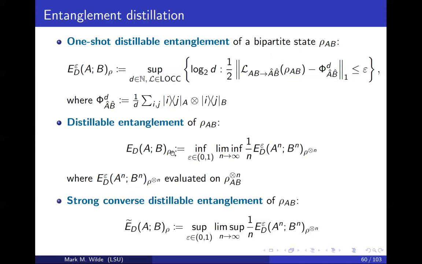There's also something called strong converse distillable entanglement. It's a bit technical, but you change the limit inferior to a limit superior and the infimum to a supremum, and you get strong converse distillable entanglement. For many states, there won't be any difference between distillable entanglement and strong converse distillable entanglement. But I think in general, there can be separations between them. And you see that the strong converse quantity is always larger than or equal to this one here, because you have the supremum instead of infimum.